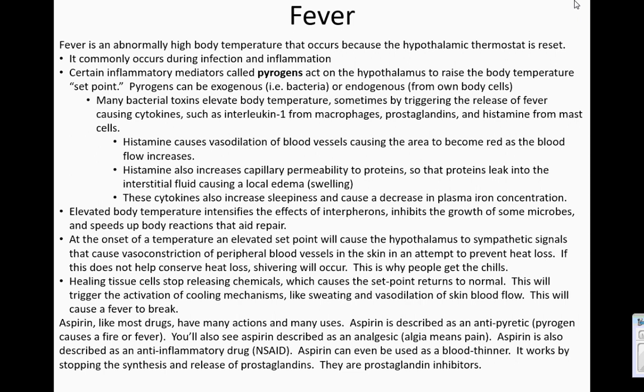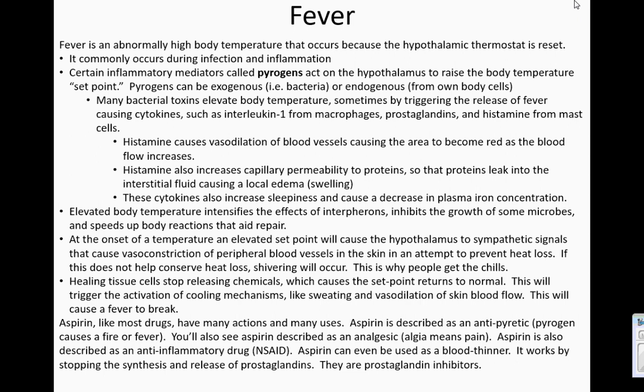An elevated body temperature intensifies the effects of interferons, inhibits the growth of some microbes, and speeds up body reactions that aid repair. That tells you why we do this. It's not a bad thing to a certain degree. When temperatures go really high, though, when fever gets too high, then things can be an issue. But a slight fever actually does benefit us to a certain degree. It actually increases the performance of our immune system.